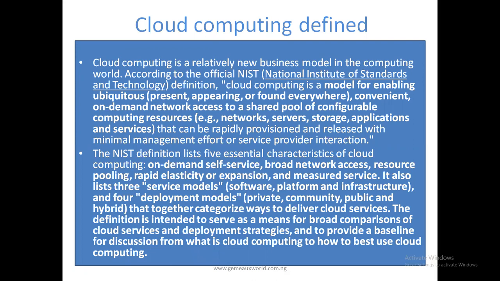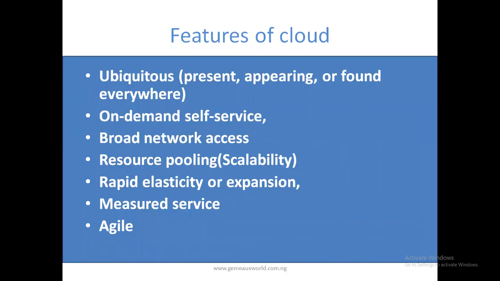We emphasized the keyword ubiquitous, which means the cloud is everywhere. Then on demand, meaning it must be based on the demand of the user. Third, it must have a very broad network. Then resource pooling, which is not actually scalability.